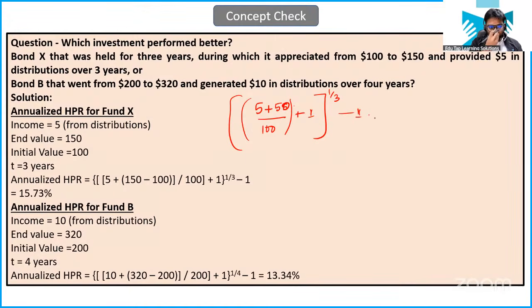Just try to calculate. If you do the calculation, you will get 15.73% annualized holding period return for X, while annualized holding period return for B would be around 13.34%. When we calculate it on an annual basis, we are able to compare the bonds. So here for X we have 15.73% on the annual basis, so we will go for investing in X. Is that clear? Holding period return and how annualized holding period return actually helps in comparison.